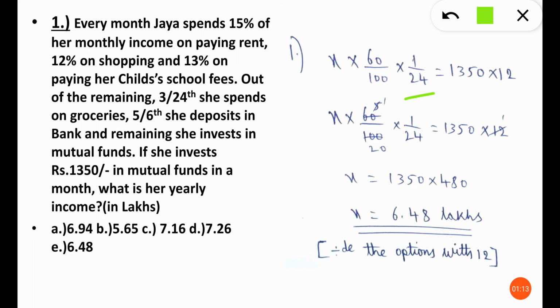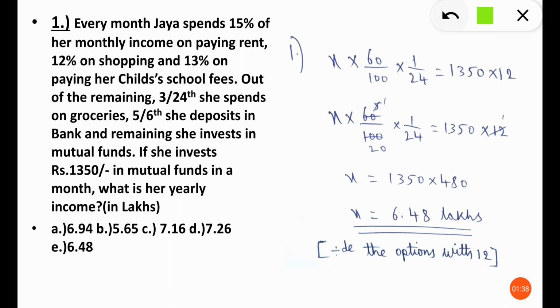I hope you understood this. This is equalized with the remaining amount. What is the remaining amount? 1350. This is given in the question. Into 12. Why into 12? Because they asked us to identify the yearly income. That's why into 12. Next, these are the simple cancellations and calculations. After all the calculations, we get x equal to 6.48 lakhs. This is her yearly income, 6.48 lakhs. Option E is the right answer.